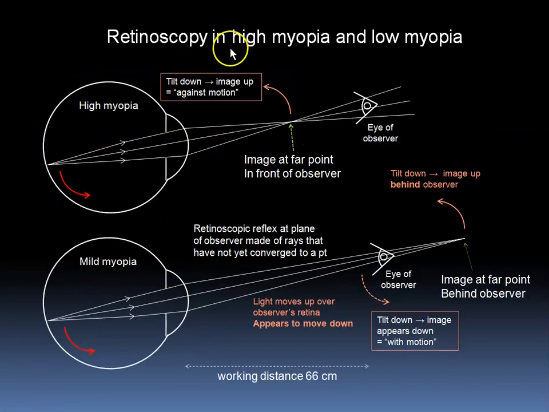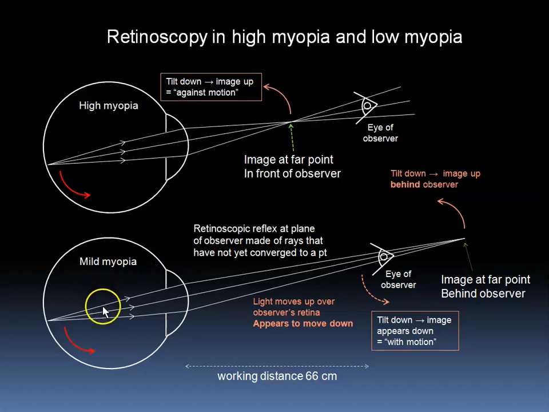Here we see retinoscopy in high myopia and low myopia. In high myopia, as the light is being moved inferiorly, the retina is forming an image in space somewhere in front of the observer. In other words, as the light is being moved down, the real image is moving up in space in front of the observer. So no surprise that tilt down is perceived by the observer as image moving up, which is against motion.